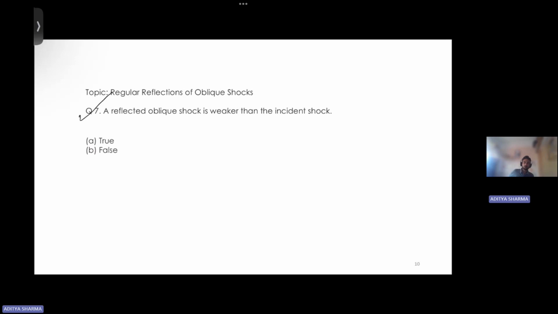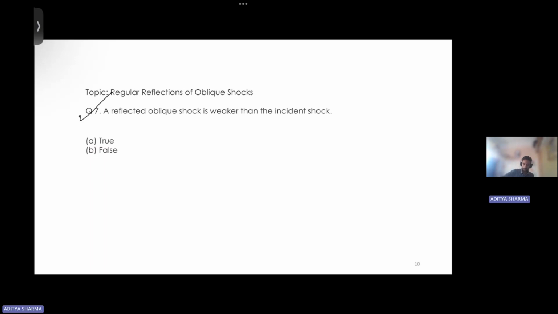So if you see the options, it's a true or false type of question. So whether a reflected shock is weaker than the incident shock. So we need to answer that, right?